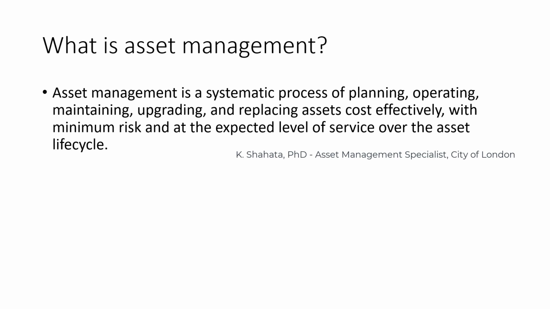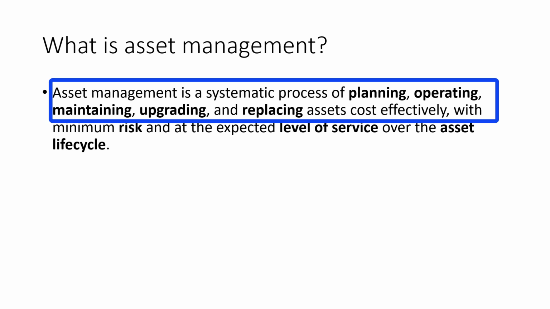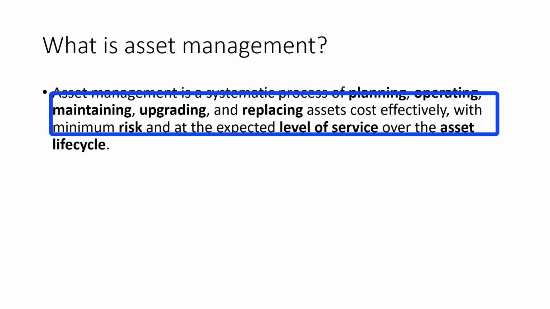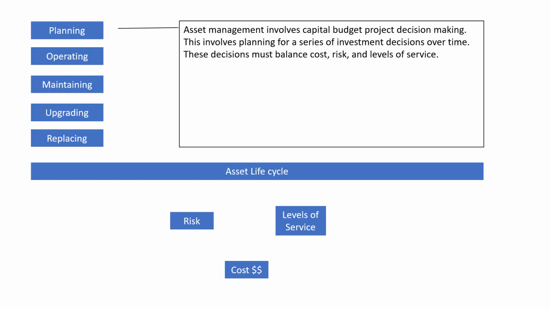Now, we'll never ask you to memorize and repeat this, but there are a couple of key concepts here. So we're talking about planning, operating, maintaining, upgrading, and replacing. So that's one group of things. At the same time, you have to think about risk and levels of service and cost. And you have to think that all of these things are being done over a long period of time, called the asset life cycle. And so what we're going to do is look at each one of these concepts in turn.